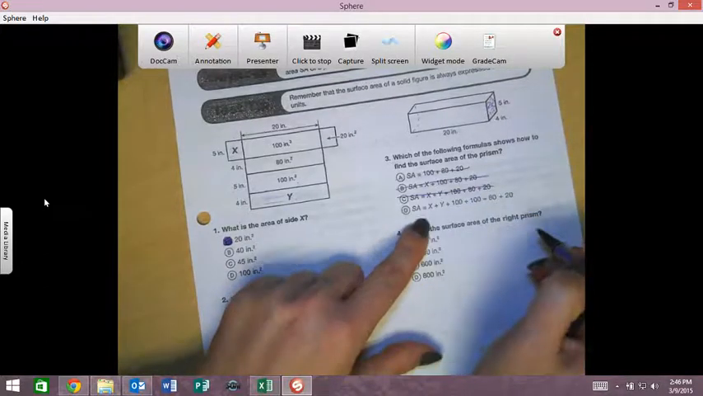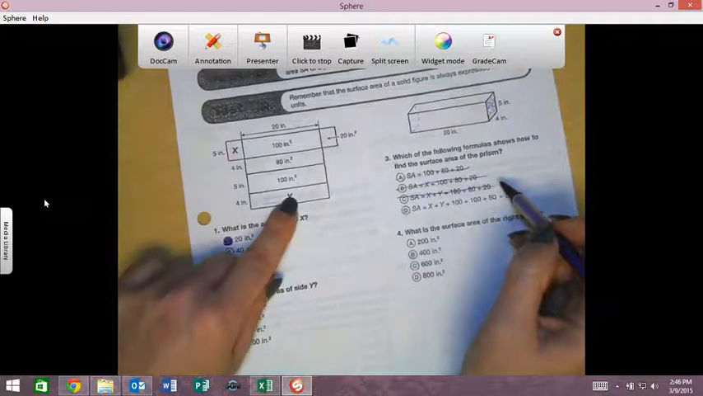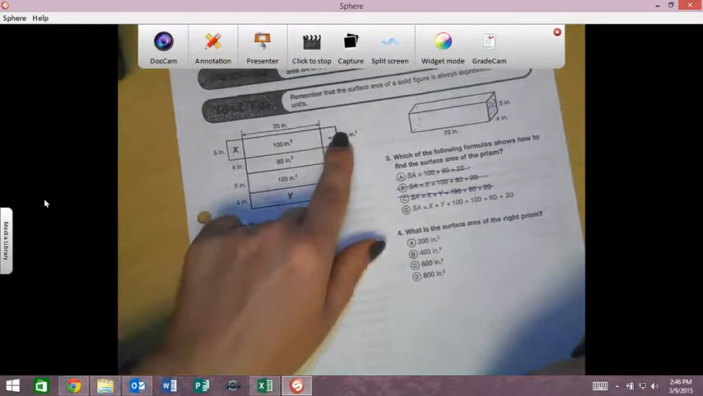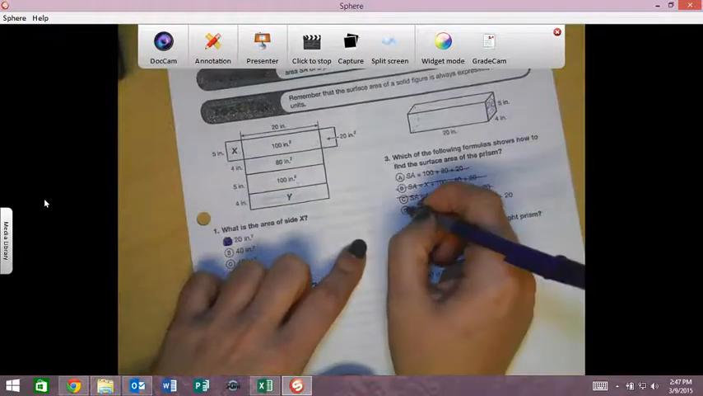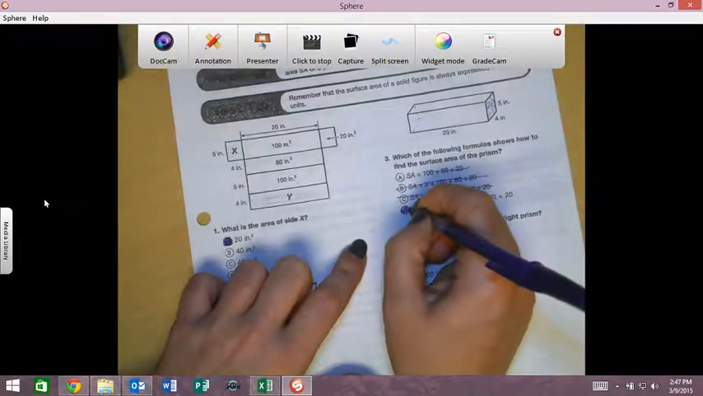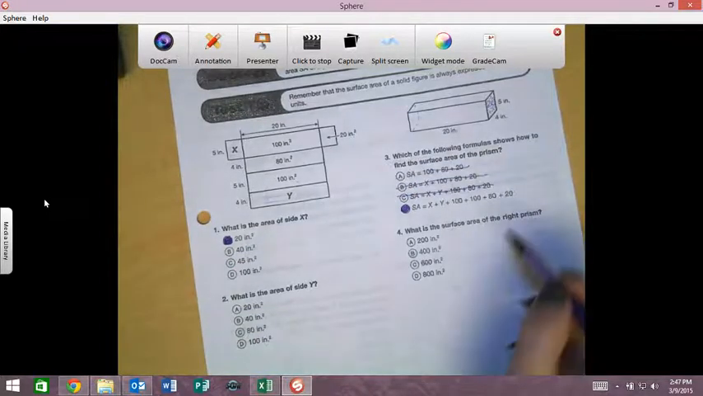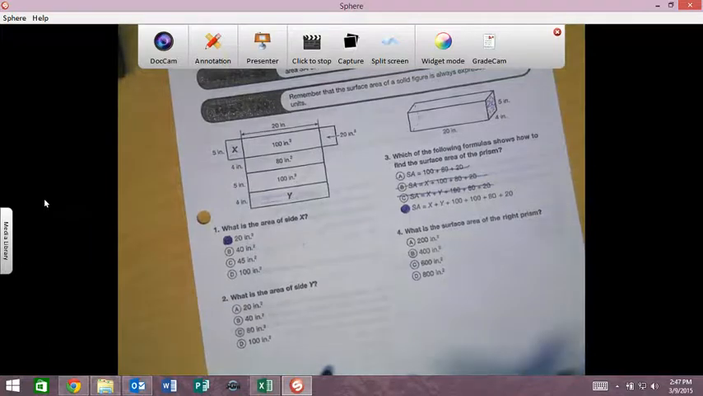So you would have X plus Y plus 100 plus 100 plus 80 plus 20. And that covers all of your pieces. So D would be your answer. So then you would add all of those together, and that will give you your surface area. Okay, I'm not going to give you the answer to that one.